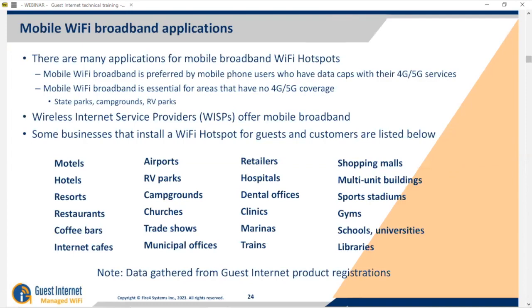Now, where do we find mobile Wi-Fi? Well, we find it in a lot of different locations, and here are some of them. We know, for example, motels and hotels, resorts where we can get Wi-Fi, coffee bars, airports, RV parks, campgrounds, churches, trade shows, retailers, hospitals, clinical offices, shopping malls, sports stadiums, gyms, just a few of the areas or businesses that provide Wi-Fi internet.